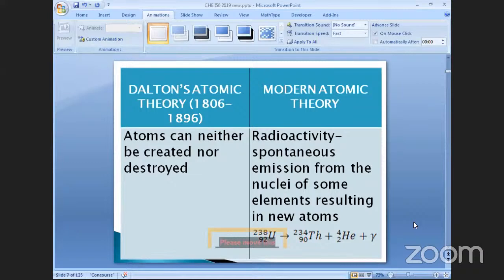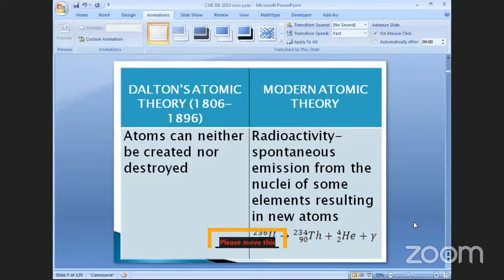The second one, talking about atoms not being created or destroyed, is right in ordinary reactions. But from radioactivity, we have spontaneous emission from some nuclei that results in actual new atoms. At the end of the day, if you look at it very well, you will see that the equation is still balanced. You still have the same number of electrons in totality and the same number of protons, but you create something ultimately different. For example, in that equation you see there, with uranium, we ended up with thorium and helium.